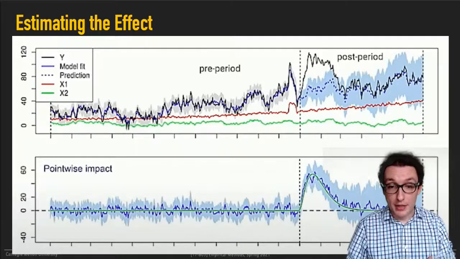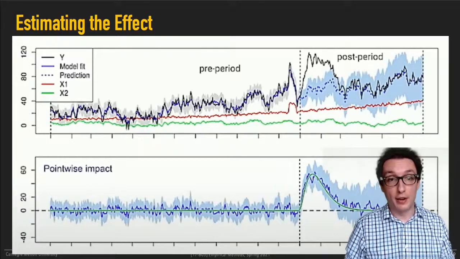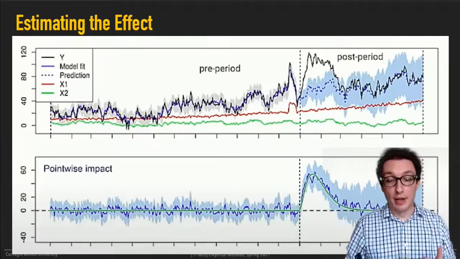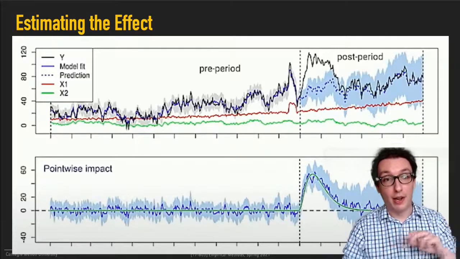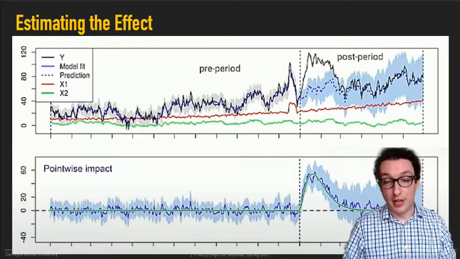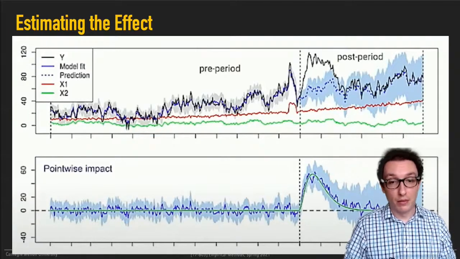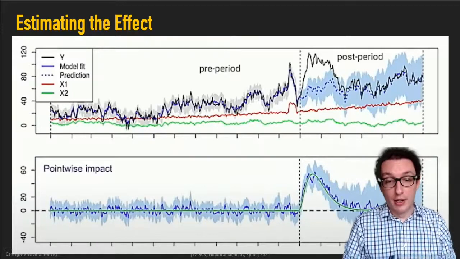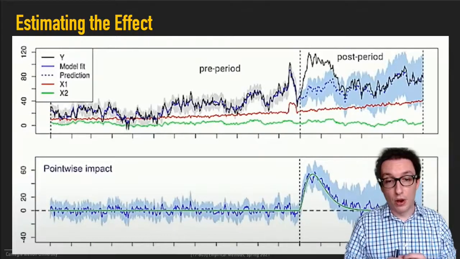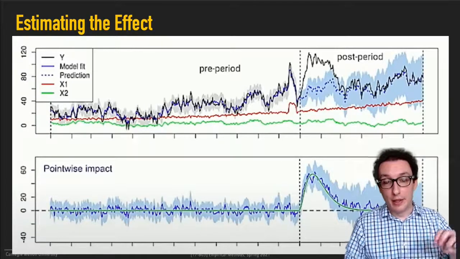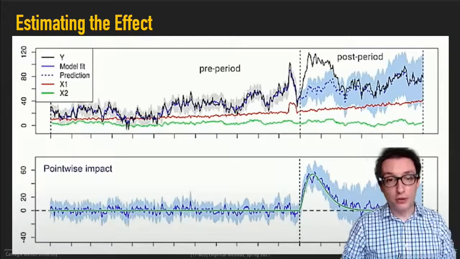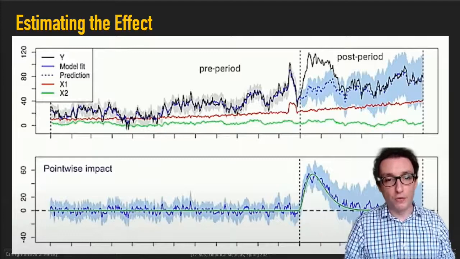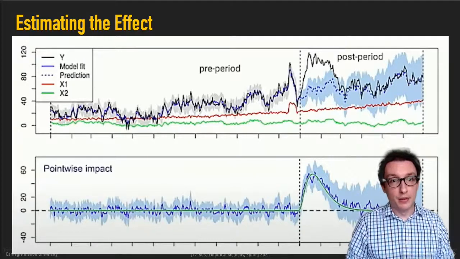So given this, the exact same reasoning that we used before for the other things comes in. The difference between what you're actually observing, the black line, and what you forecasted you would have observed had it not been for that intervention, that difference is the estimate of your causal effect. And this is nicer than the diff-in-diff because it takes into account all of this fluctuation over time, and you can account for seasonal effects and all kinds of other things. Does that make sense?